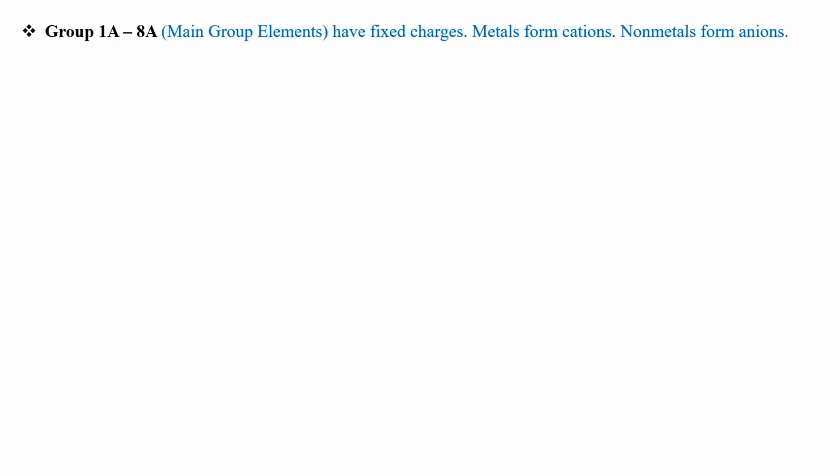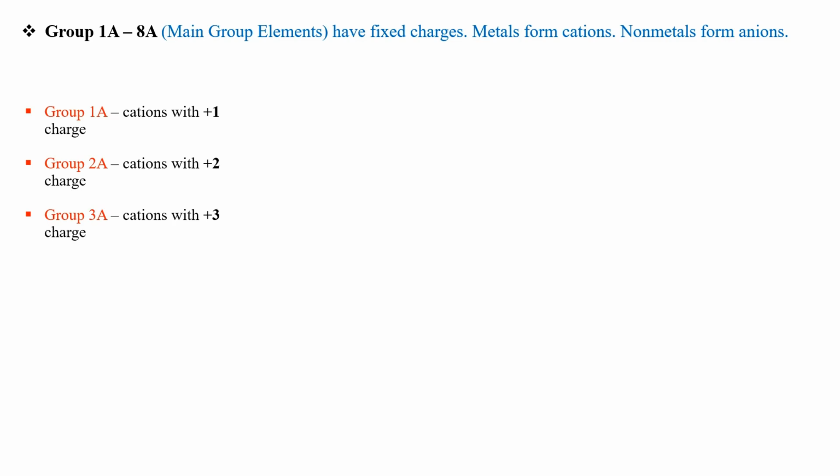Let's talk about the charges formed by each group, cations and anions. First, let's focus on main group elements, group 1A to 8A. They have fixed charges, meaning only one charge species, with the exception of tin and lead. All the other main group elements form fixed charges, only one charge species. Metals form cations. Metals are less favored for electrons; they like to lose electrons.